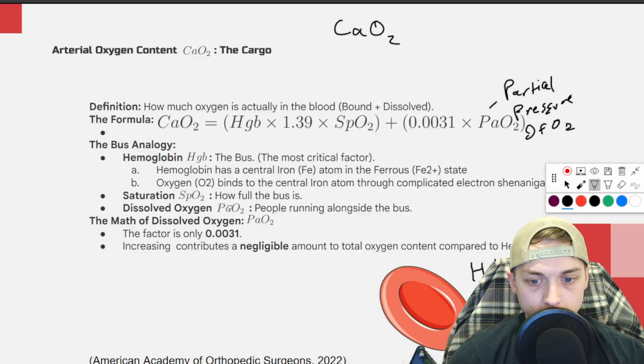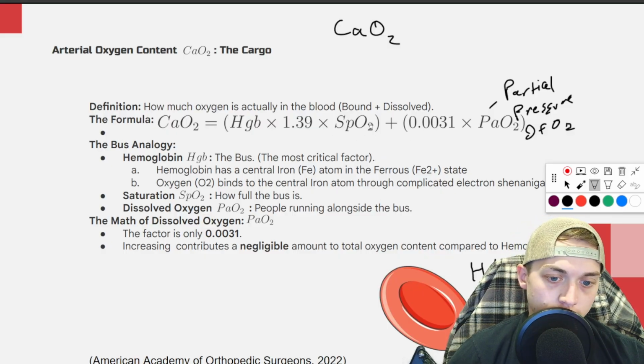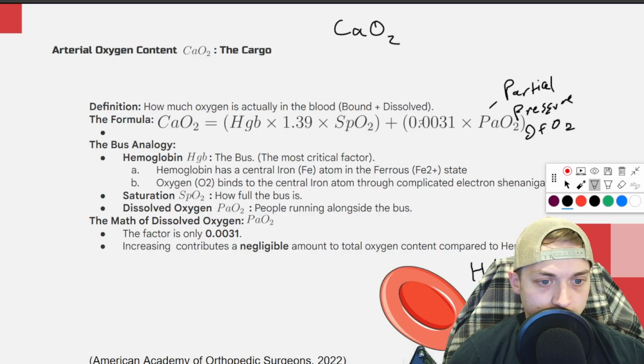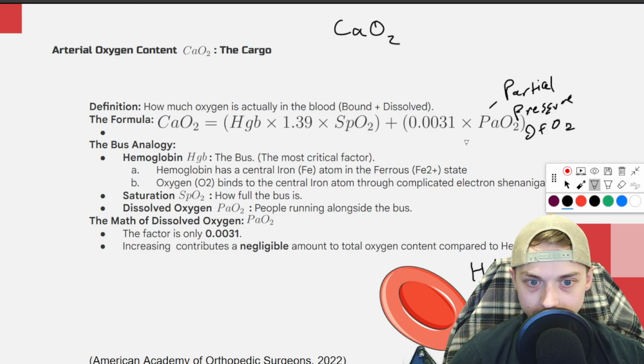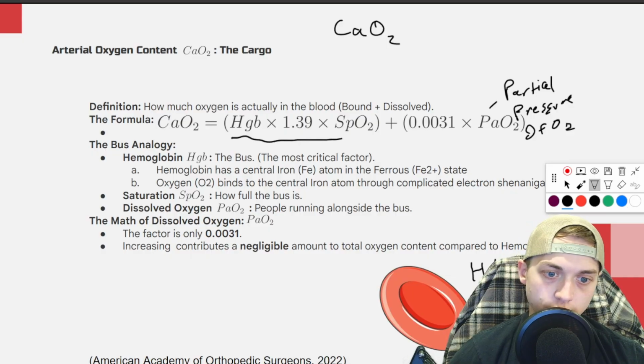Okay. So do note that math and all this, like I said, you don't need to know this, but you do need to understand it. So this factor that we're multiplying our partial pressure of oxygen by is 0.0031. That is a negligible amount compared to hemoglobin. This number is going to be a lot bigger than this one, right? So you can increase this to like 200 and it's not really going to make that big of a difference in the grand scheme of things. This over here is what matters.